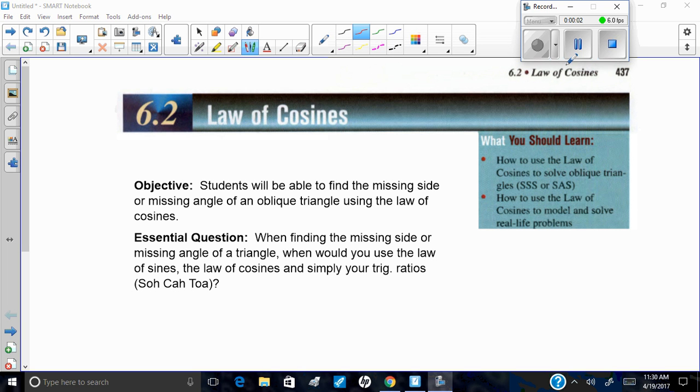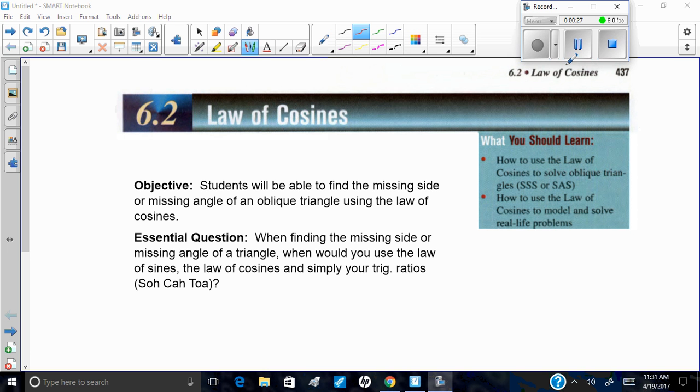Okay, welcome. Today we're going to study the law of cosines, and that's chapter 6.2 in your text, and that starts on page 437. Our objective today, so make sure you write this down in your notes along with the date, is students will be able to find the missing side or missing angle of an oblique triangle using the law of cosines.